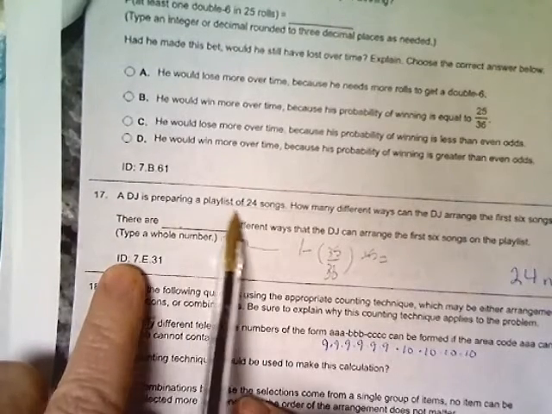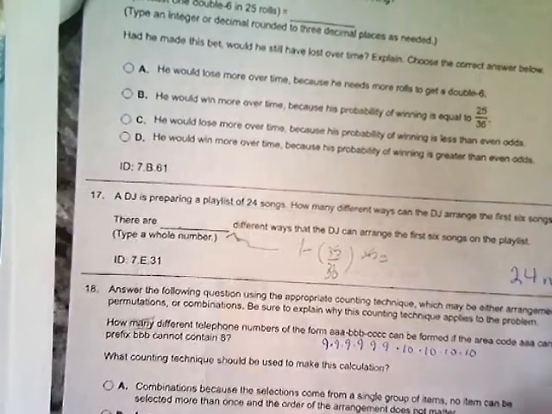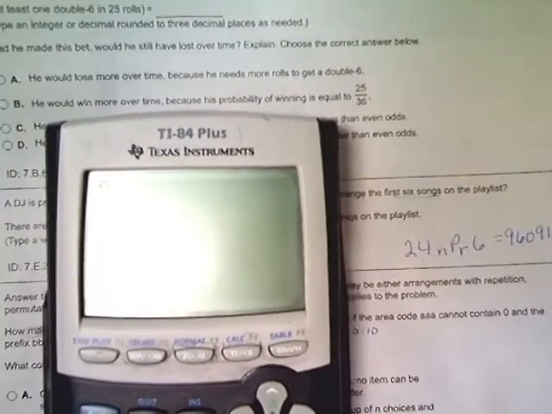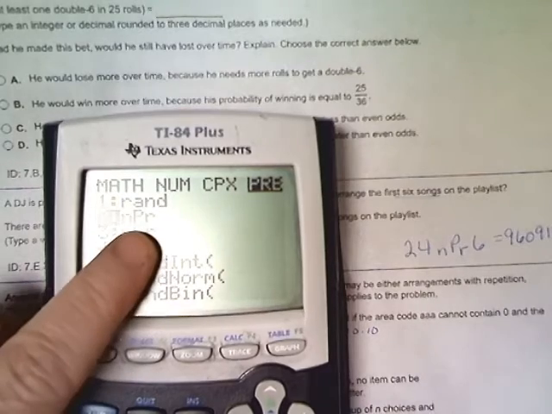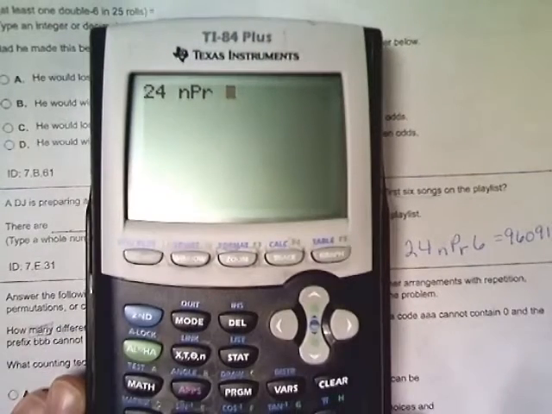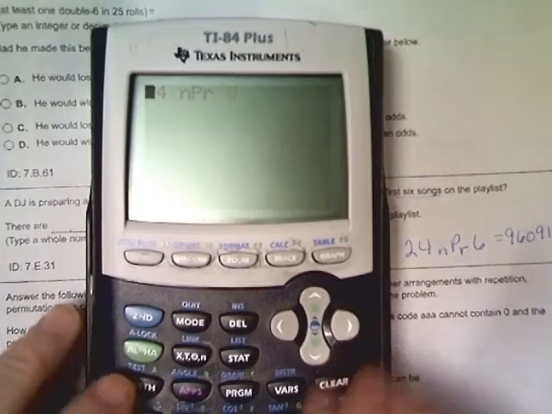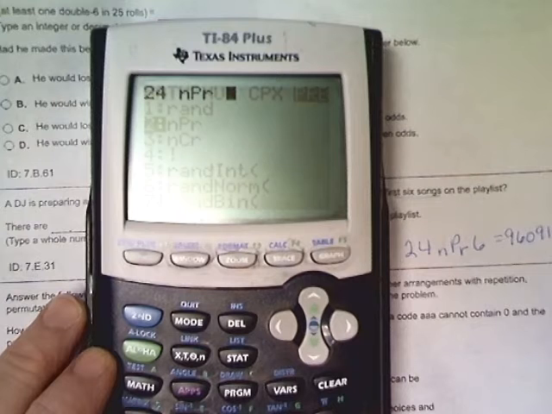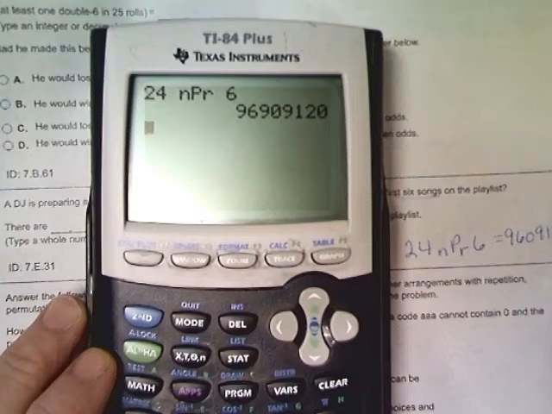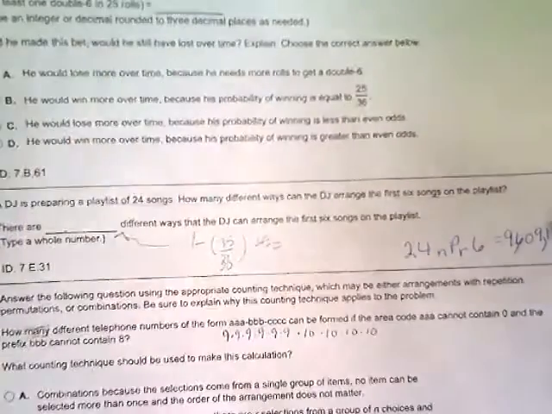It says a DJ is preparing a playlist of 24 songs, and how many different ways can they arrange the first 6 songs? So we have 24 songs, and go over to the probability button, and we want the nPr one. That's the one we want. Let me do this again. 24, and it's nPr. And you're going to take them 6 at a time. And it's going to give you this number, 9,609,000.